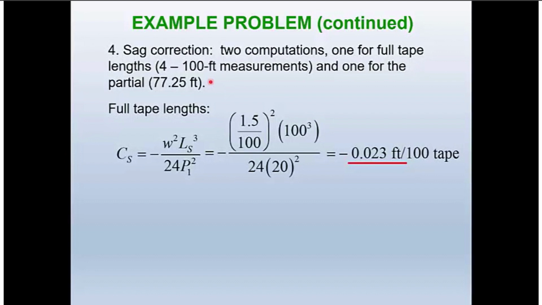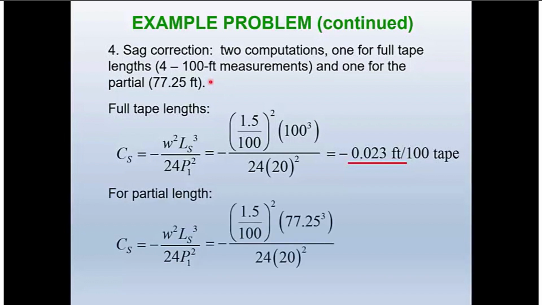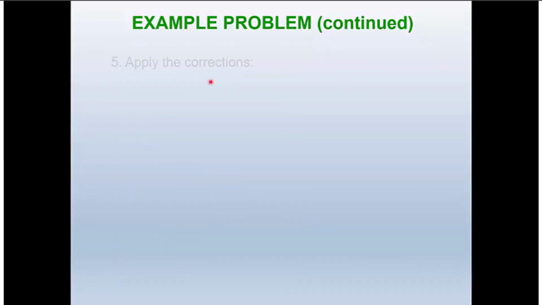and it's always negative. For the partial length, it's the same exact equation, and the only thing that's going to change is L sub S is going to be 77.25. Everything else remains the same. So the result here is that for that partial measurement, we must subtract 0.011 feet to get the appropriate value. Now we're going to apply the corrections.